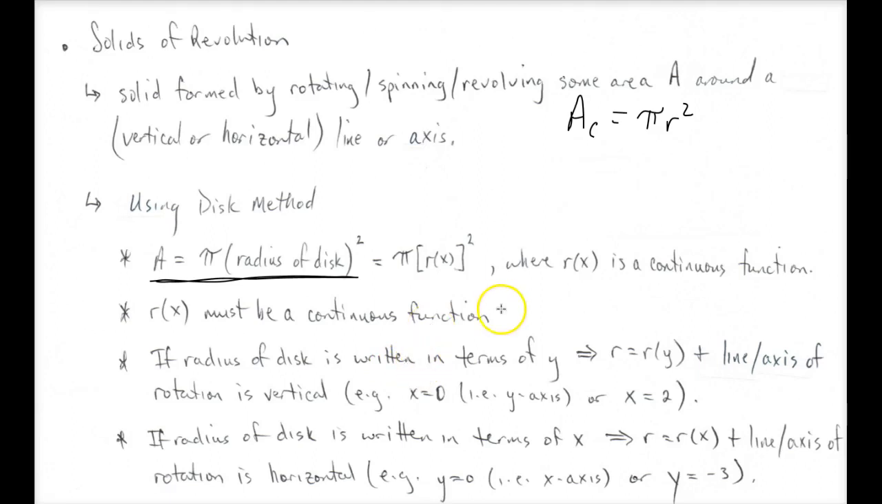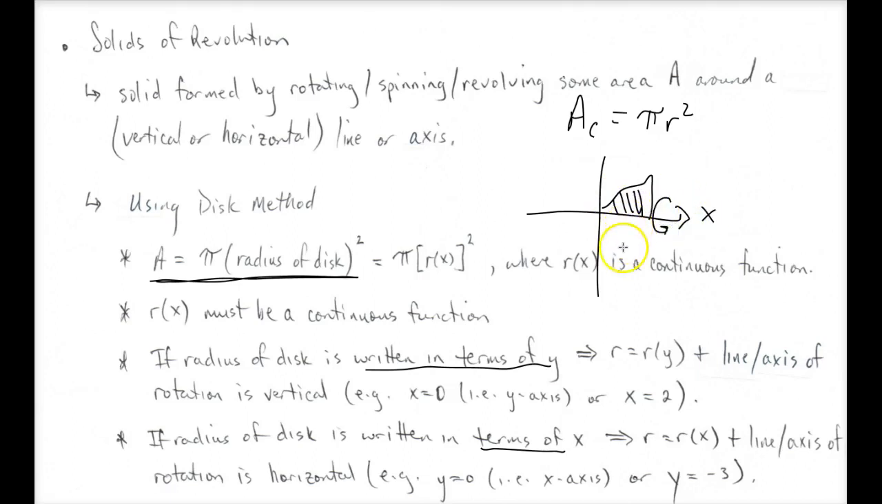So if the radius of the disk is written in terms of y, then the axis of rotation is vertical. If it's written in terms of x, then we know the axis of rotation is horizontal. So let's say I'm taking an area here and rotating it with respect to x, such as the x-axis. Then the axis of rotation is horizontal. However, if I take the same shape and rotate it about the y-axis, then the axis of rotation is going to be vertical.